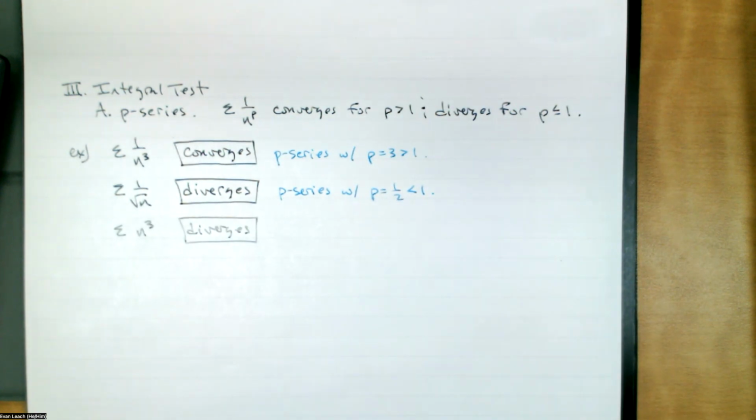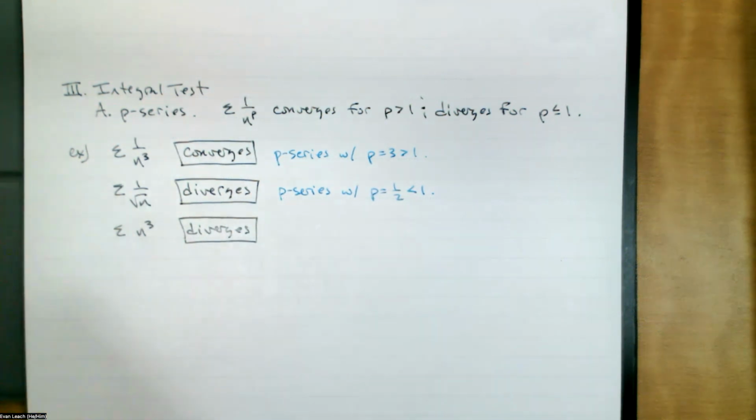The series 1 over n cubed diverges. We could say this is a P series with P equal to -3, which is less than 1. But that is ridiculous. We have a better answer. Terms don't go to 0.